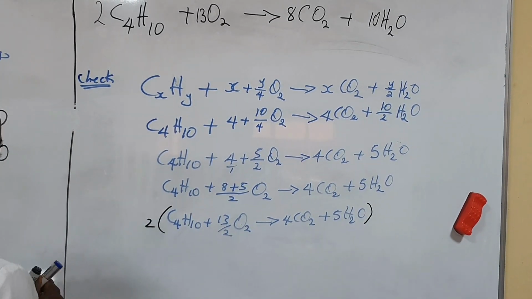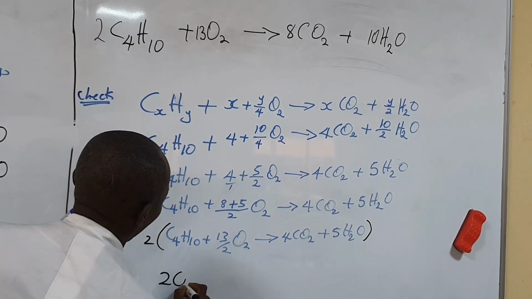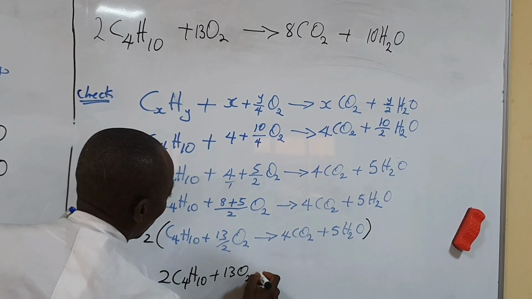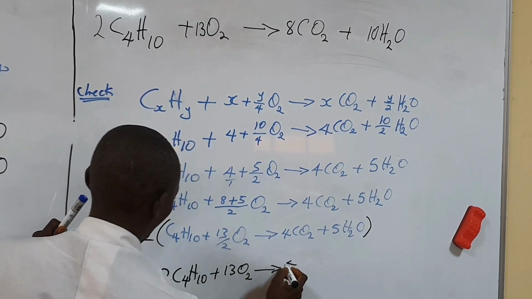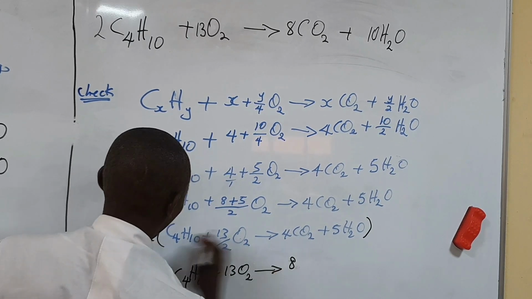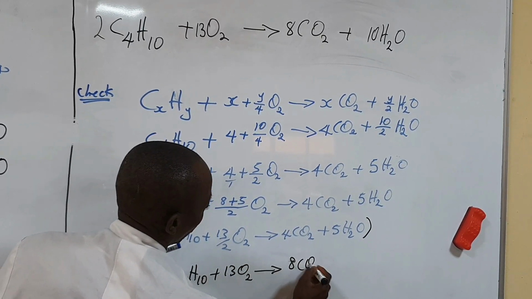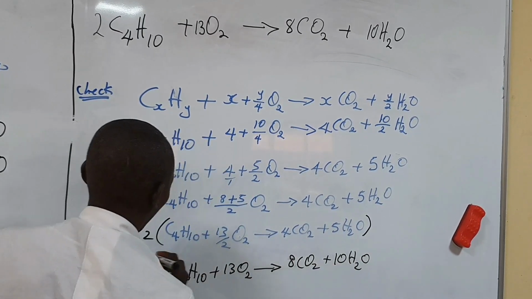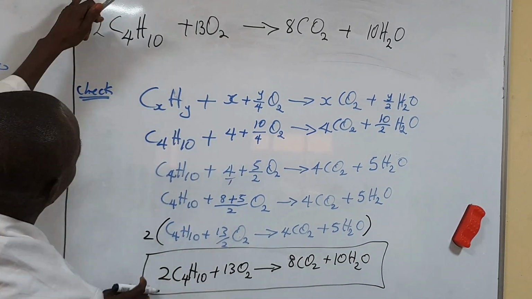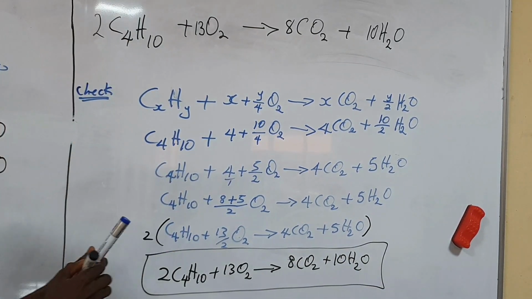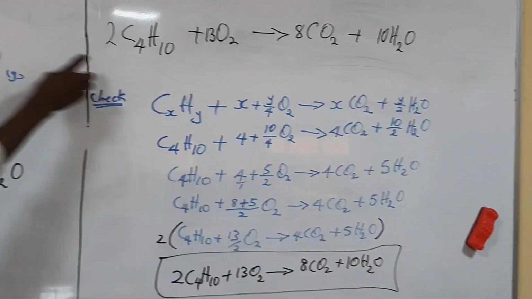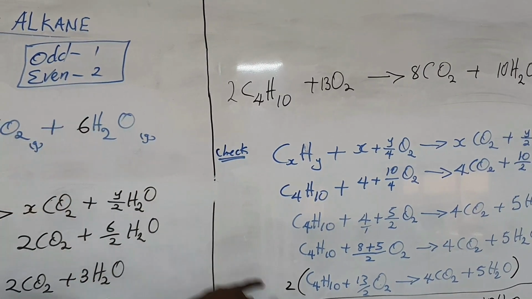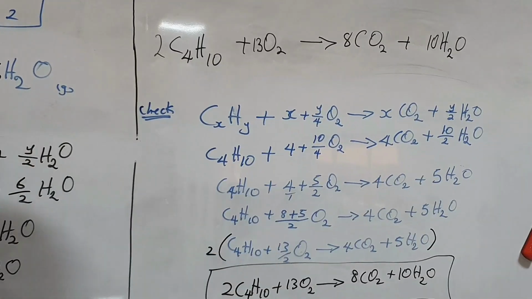And that will give you 2C4H10 plus 13 O2, then times 2, that is 4 times 2, 8 CO2 plus 5 times 2, 10 H2O. If you look at this closely, it's like this. Which means when you have an even number of carbon in your hydrocarbon to undergo complete combustion, you double the number of moles of reactants.